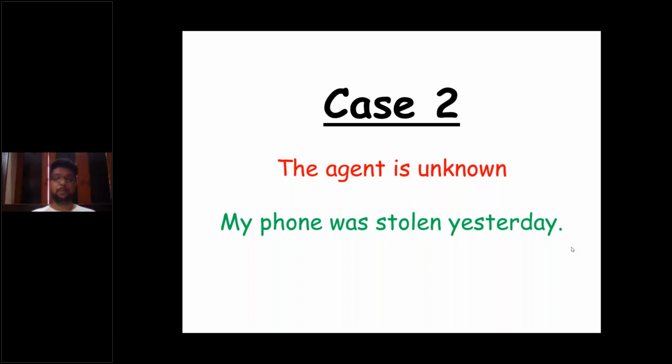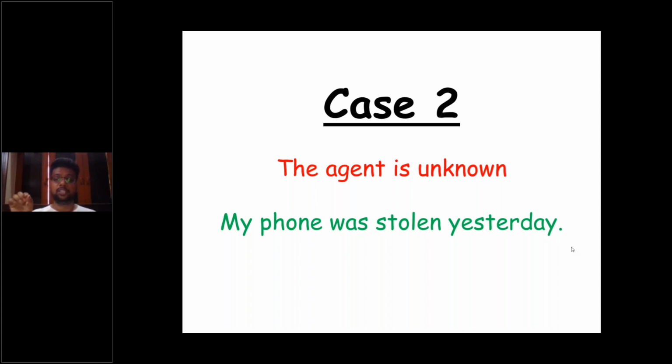So the phone is the receiver. The phone has been performed an action upon. Some action has been done upon the phone. And what is that action? The action is stealing. So the action of stealing has been done upon the phone. Now, who stole the phone? We do not know. Do you know who stole the phone? No. So this is a passive voice.